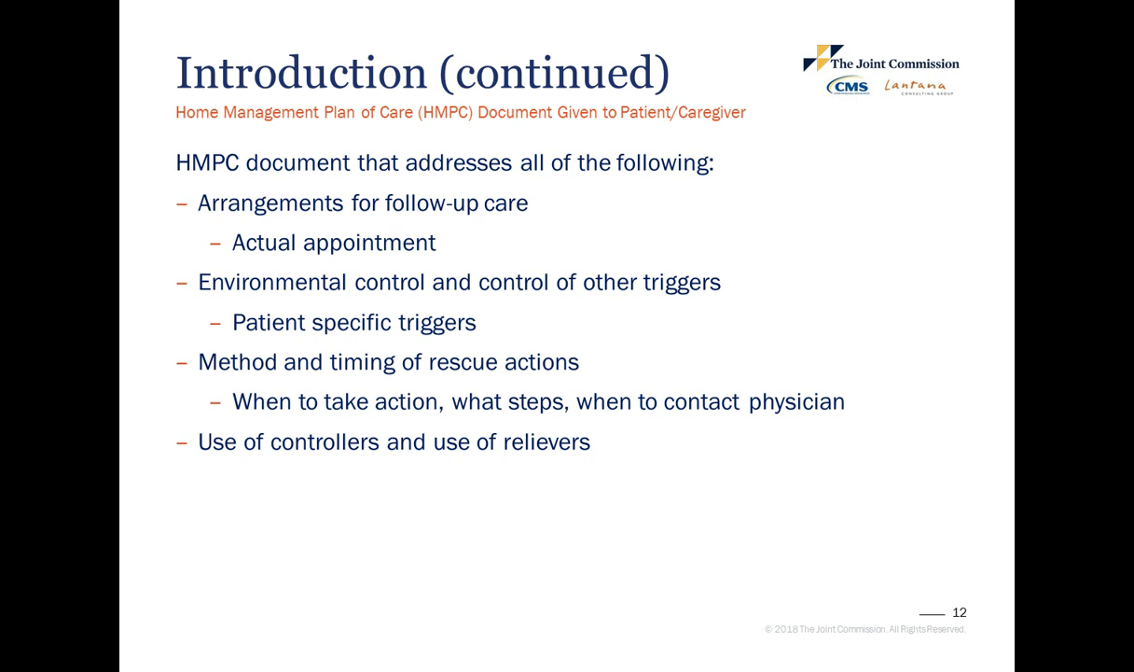With respect to the home management plan of care, there were 5 basic criteria that had to be met in order to satisfy this measure. The first criteria was that arrangements for follow-up care were made prior to the discharge of the patient from the inpatient admission. This meant that the patient should have an actual appointment scheduled prior to discharge.